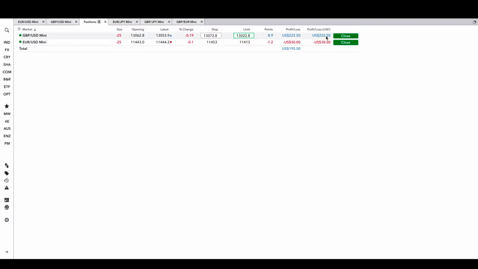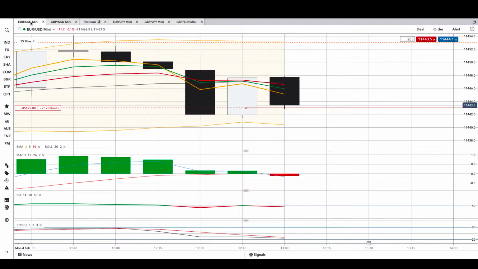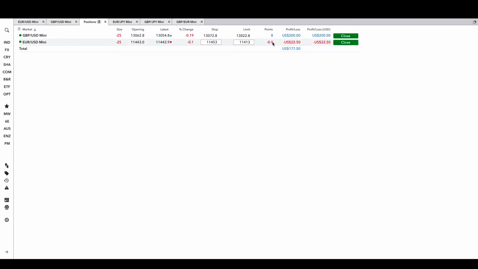In this case, if I close this, it means that I did not make any loss. Right now it goes as high as 8.8 to 9, 9 pips. If you look at the GBP here, we are already making $222.50 as it is going downwards. And for the Euro USD, we are soon going to hit zero profit and loss. Right now it's minus 10.9.